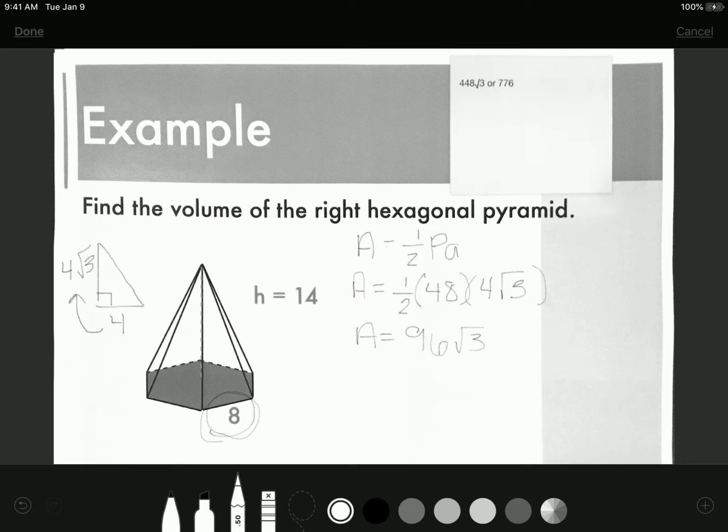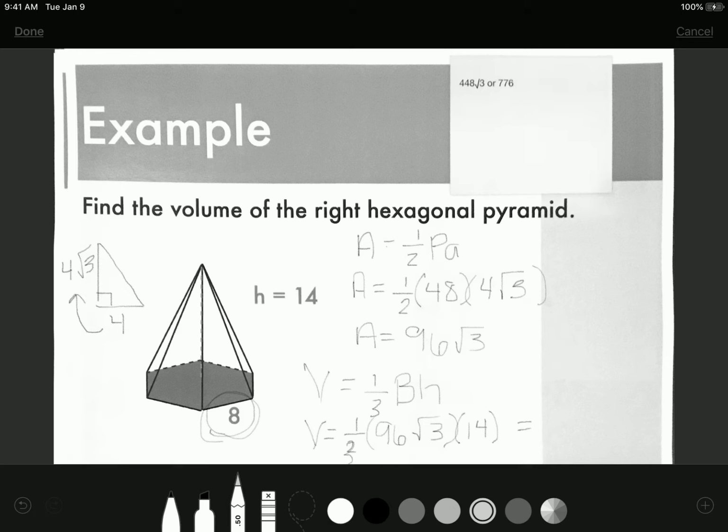Okay? Now, our volume for a right pyramid is 1/3 base area times height. So we're going to take that 96 root 3 and plug it in for B and multiply it by a height of 14 and also multiply it by the 1/3. Oops. Third.